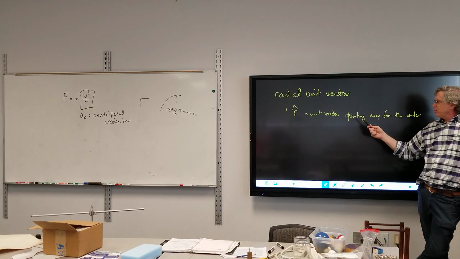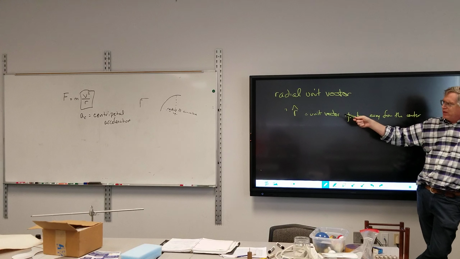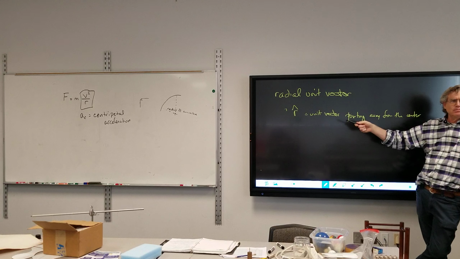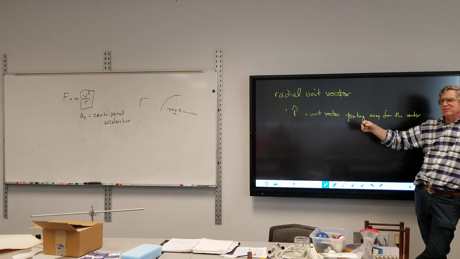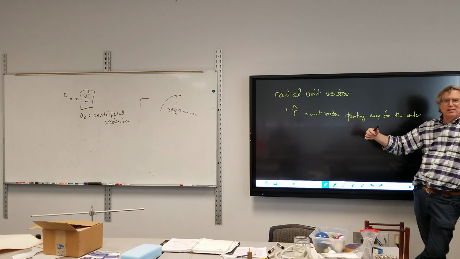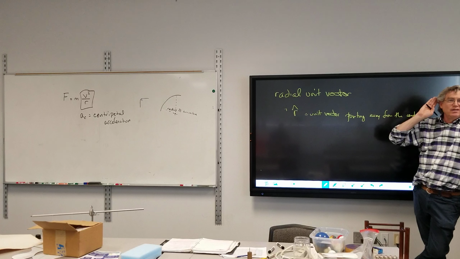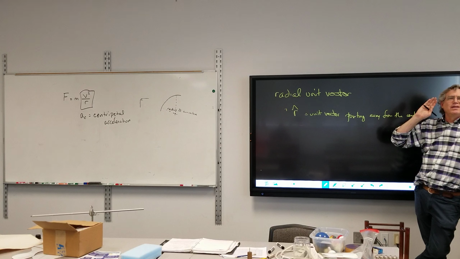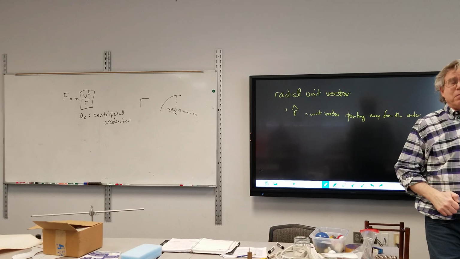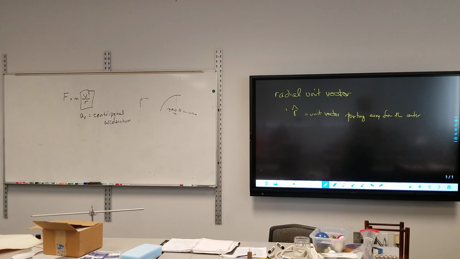So if R hat is a unit vector pointing away from the center, but centripetal means pointing towards the center, how would I indicate that? This is away, how do I do towards? Just draw an arrow? Actually writing out the words is too much writing for us. The way we generally indicate the other way is a negative.